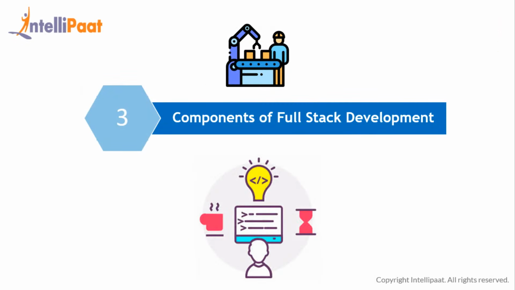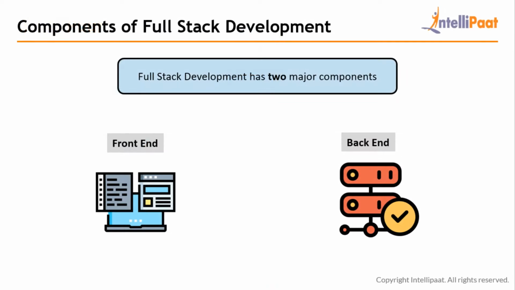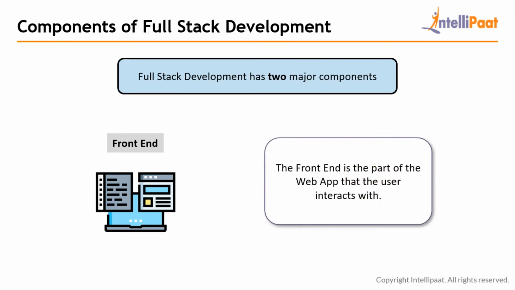So let's take a look at the components of full stack development. At its core, full stack development is basically divided into two components, the front end and the back end. So as we discussed, the front end is the part of the web application that the user interacts with. So the buttons, the forms, the layout, the entire web page that is loaded in your browser, that's the front end, everything you see and interact with.